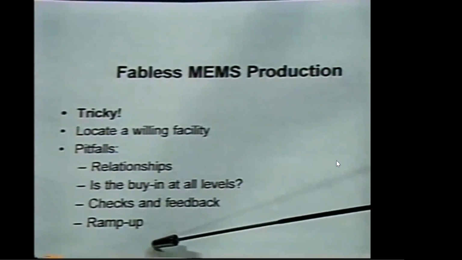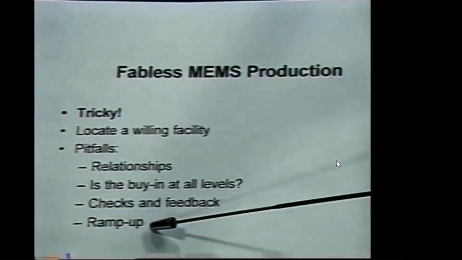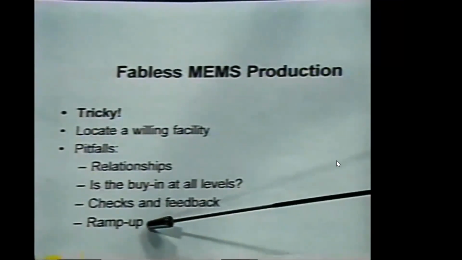And finally, the other pitfall that one must always be aware of if you're going to go into production is, will the facility be able to ramp up? We had an instance with a fab in California that could handle 20 wafers in a year, but they were not able to handle 300 wafers a month. So that has to be known ahead of time, I think.